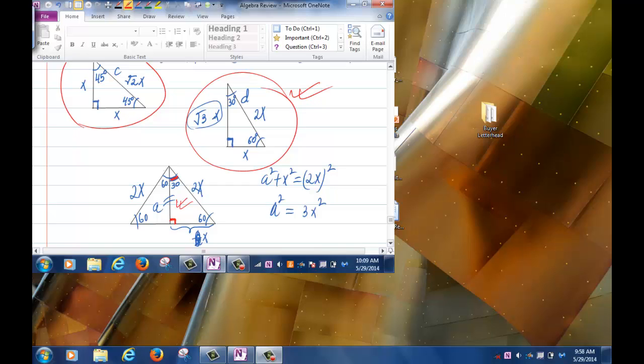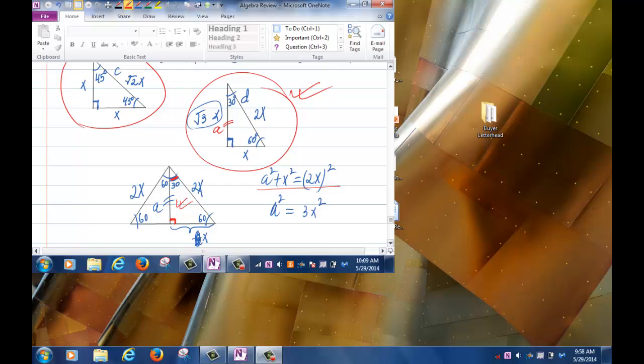So if I call this side a, then a squared plus x squared is 2x squared. And then from there I can solve for a. And we obtained a to be root 3x, right? So once I got that, then I can answer the following.